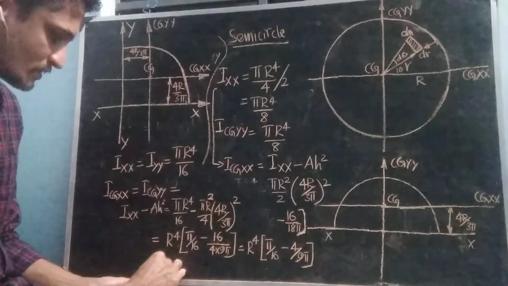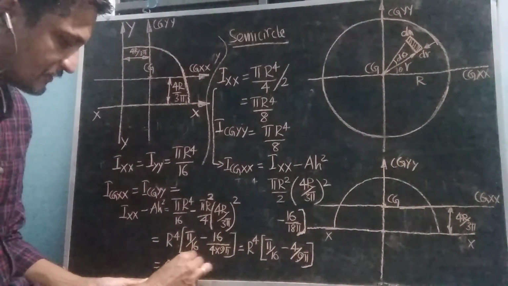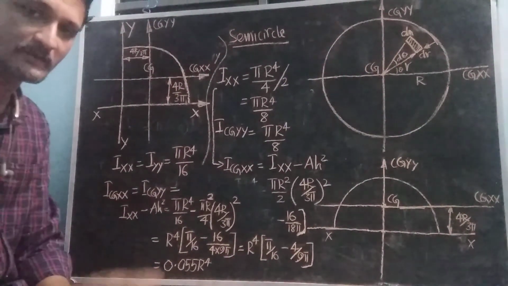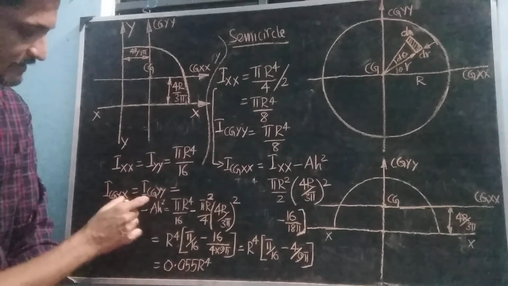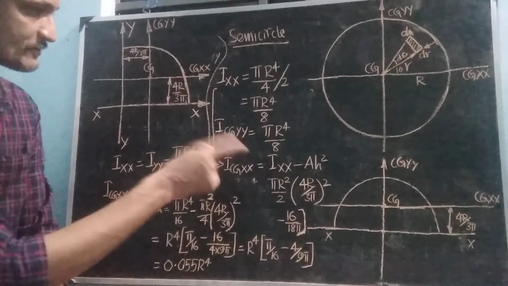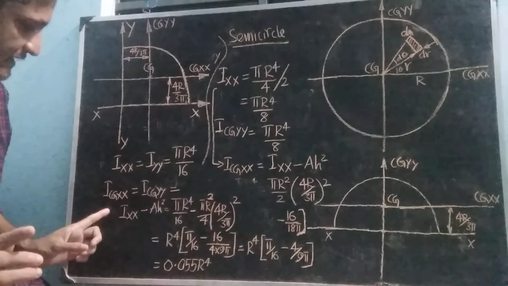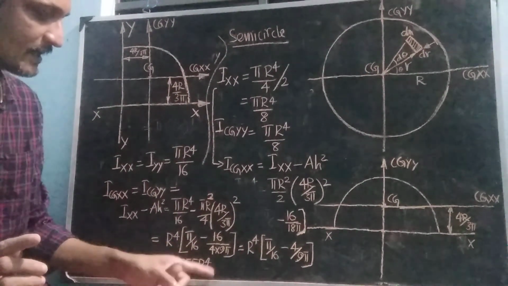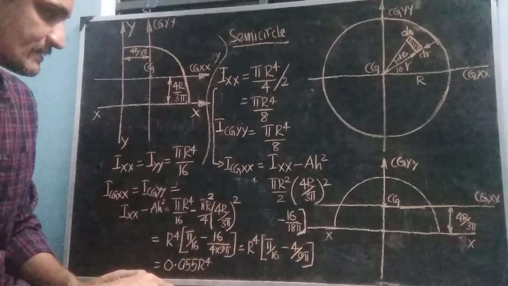That's equal to 0.055 r raised to 4. Then IXX is equal to IYY is equal to 0.055 r raised to 4. In the case of semicircle, ICGXX was 0.11 r raised to 4. Here ICGXX is equal to ICGYY is equal to 0.055 r raised to 4. Okay, that is the final answer.